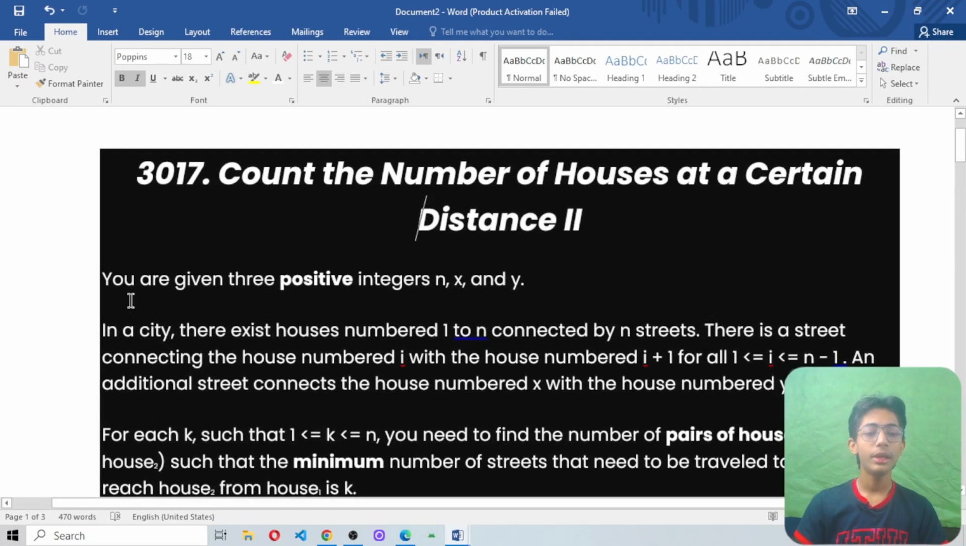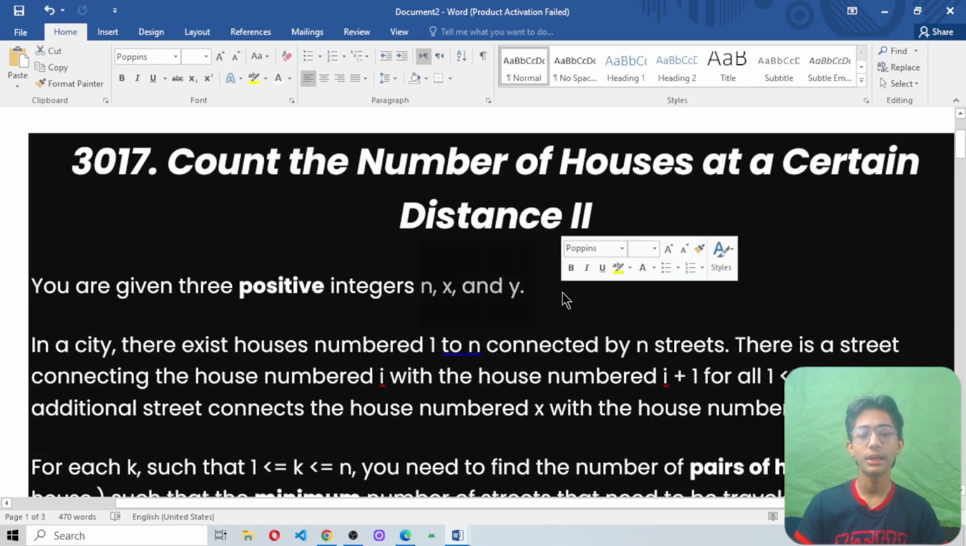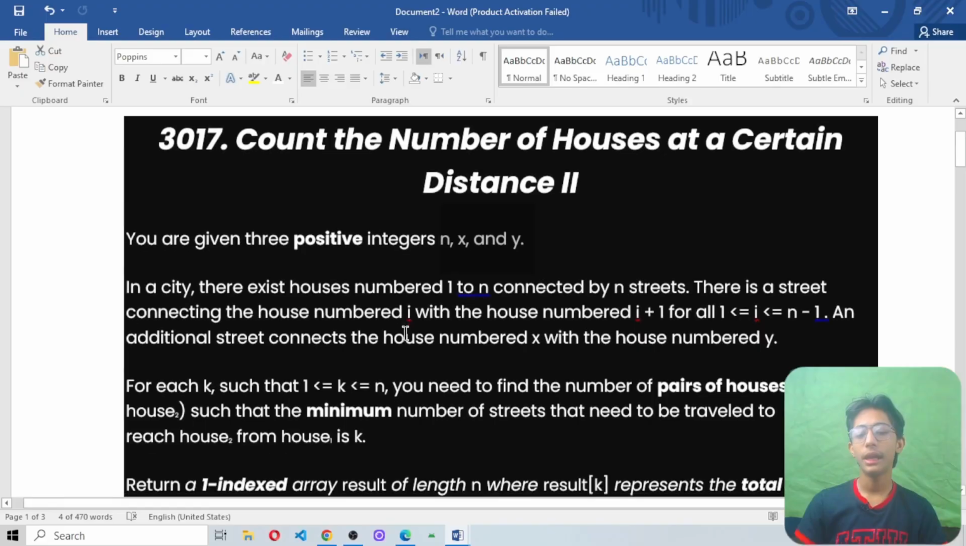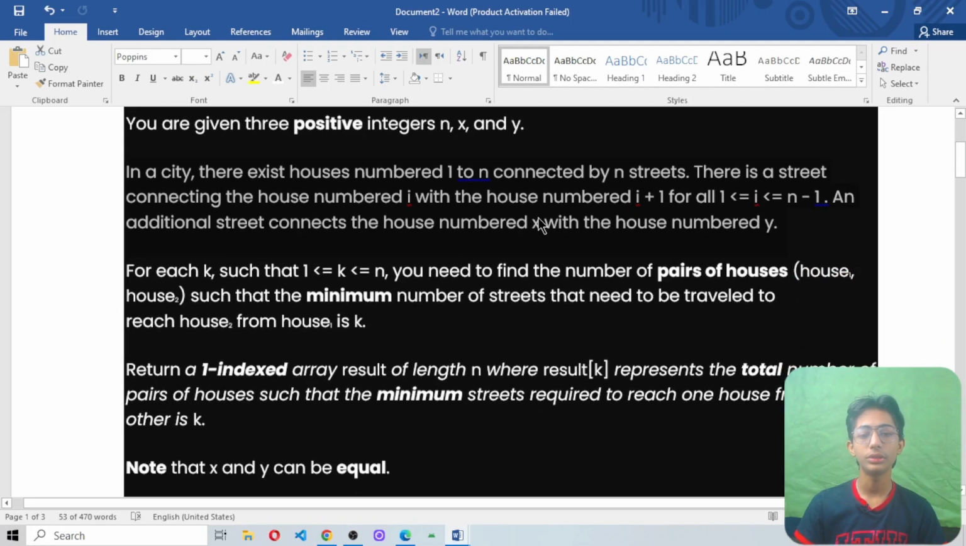Now it has given me three positive integers in today's question: n, x and y. In a city, there exist houses numbered 1 to n which are connected by n streets. There is one street connecting the house numbered i with the house numbered i plus 1 for all 1 less than or equal to i less than or equal to n minus 1. And an additional street connects the house numbered x with the house numbered y, for each k such that 1 less than or equal to k less than or equal to n.